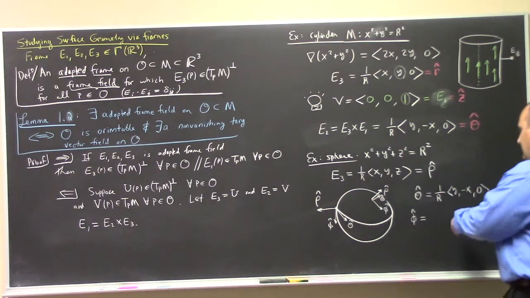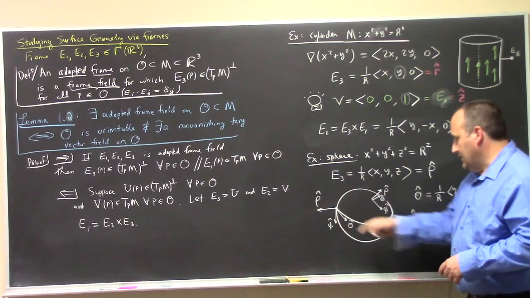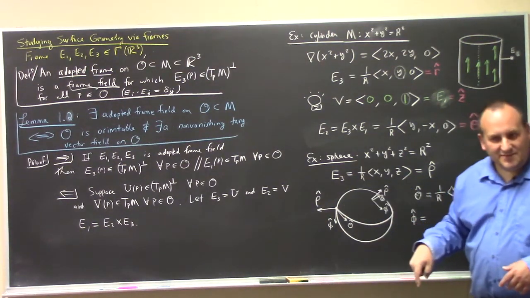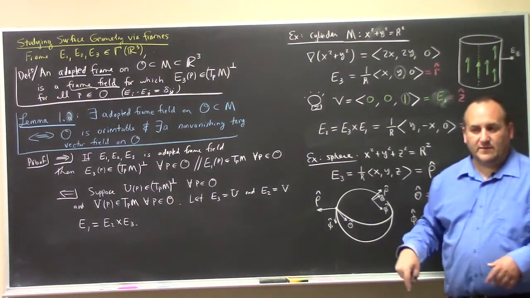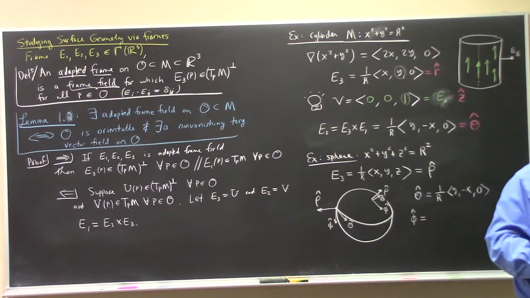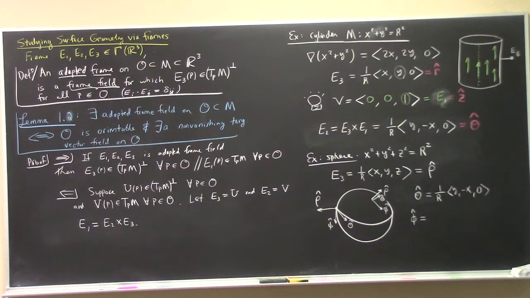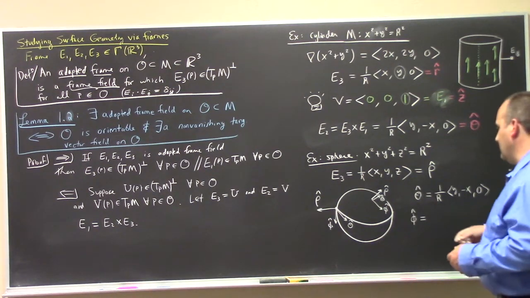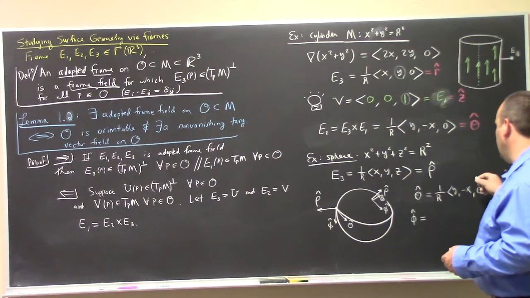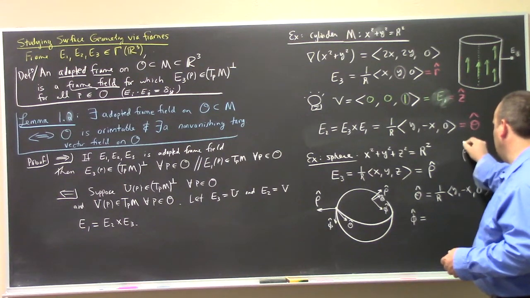So this is E3. Theta hat is a non-vanishing vector field on most of the sphere. Remember, there's a theorem that says there does not exist a non-vanishing tangent vector field to the sphere. Poles, yep. Oh yeah, we learned that. That's why you need a patch, right?